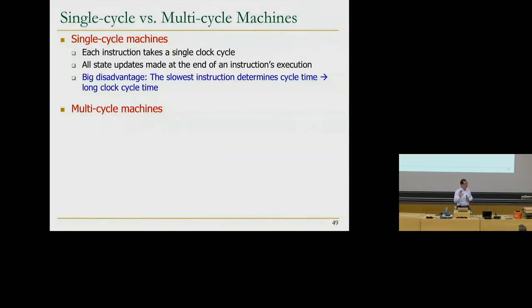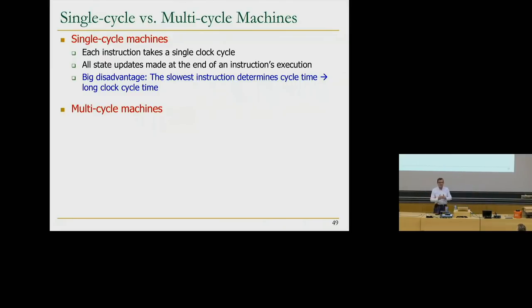Basically, I'm going to give you the high-level disadvantages before we build the machines. Clearly, each instruction takes a single clock cycle in a single cycle machine. All state updates are made at the end of the instruction's execution. The big disadvantage is that the slowest instruction determines the cycle time, because you need to implement every instruction in a single cycle.